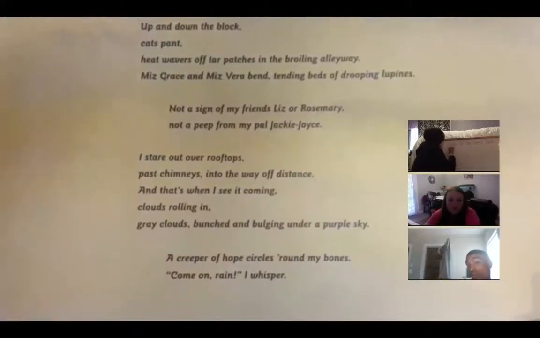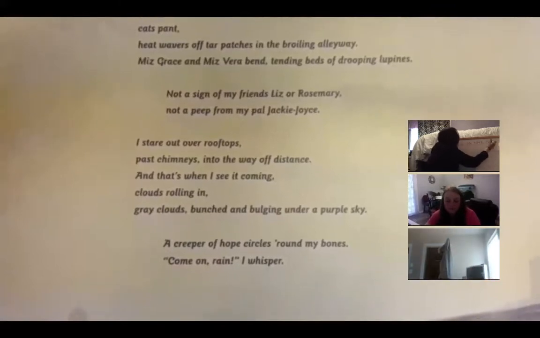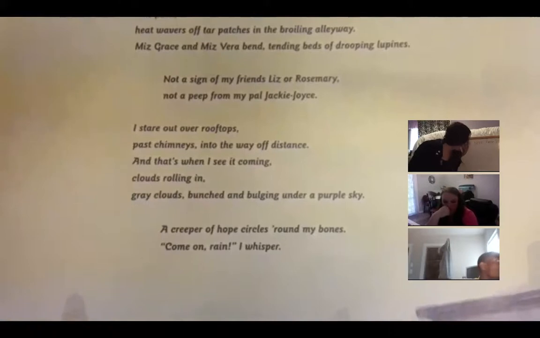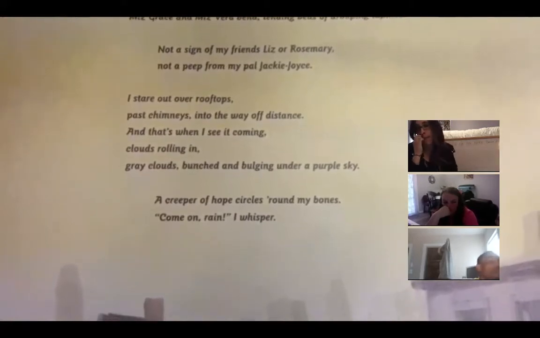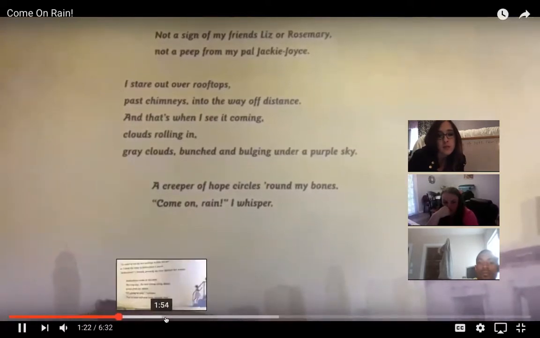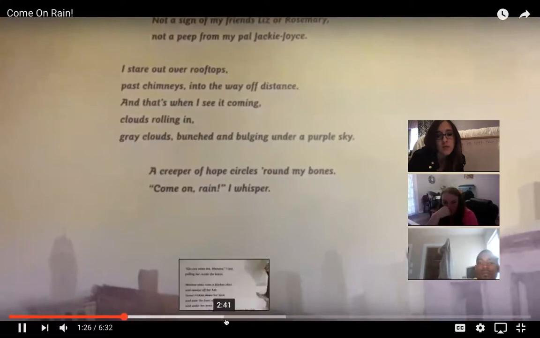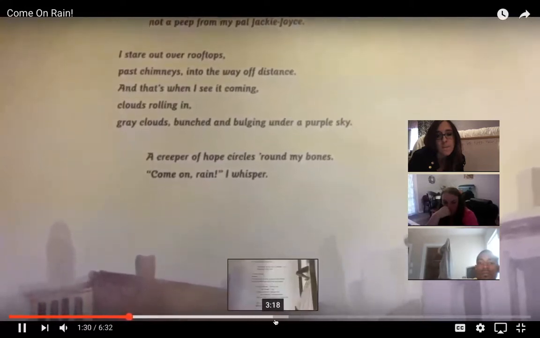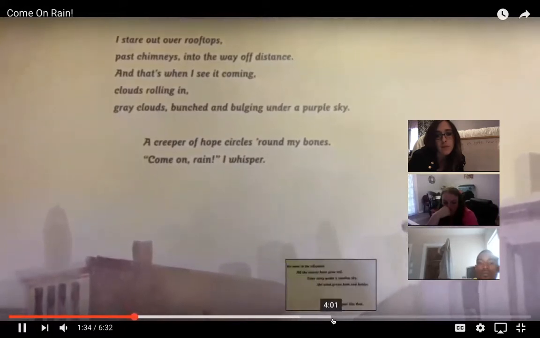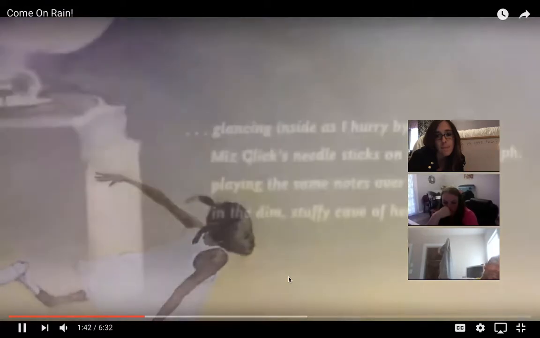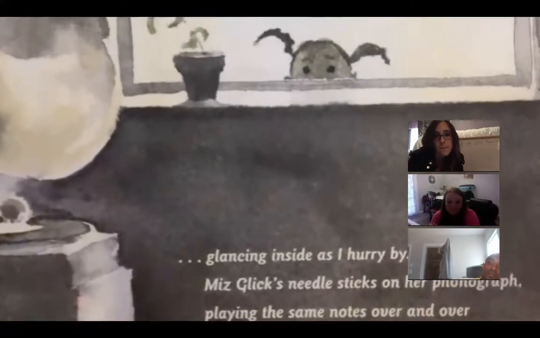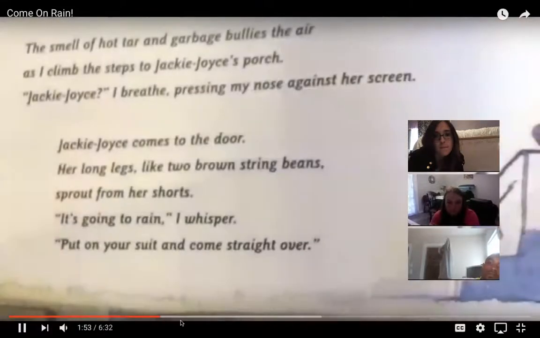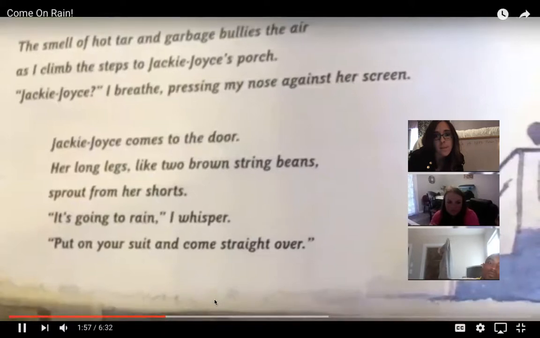Up and down the block, cats pant. Heat wavers off tar patches in the broiling alleyway. Miss Grace and Miss Vera bent tending beds of drooping lupines. Not a sign of my friends Liz or Rosemary. Not a peep from my pal Jackie Joyce. I stare out over rooftops, past chimneys into the way off distance, and that's when I see it coming. Clouds rolling in, gray clouds bunched and bulging under a purple sky. A creeper of hope circles round my bones. Come on, rain, I whisper. Quietly, while Mama weeds, I cross the crackling dry path past Miss Glick's window. Glancing inside as I hurry by, Miss Glick's needle sticks on her phonograph, playing the same notes over and over in the dim, stuffy cave of her room. The smell of hot tar and garbage bullies the air as I climb the steps to Jackie Joyce's porch.